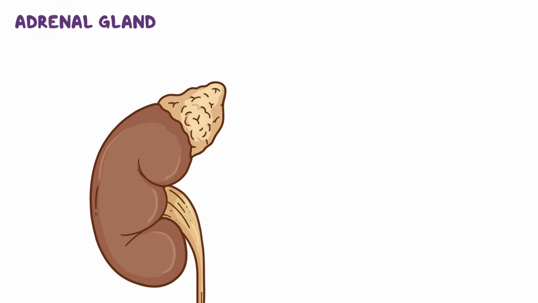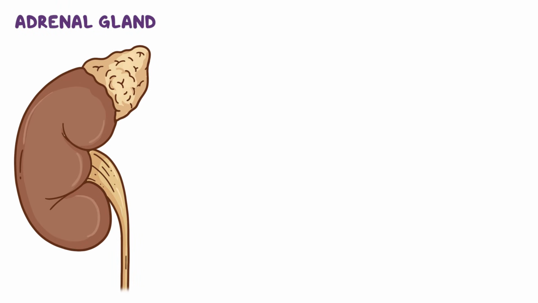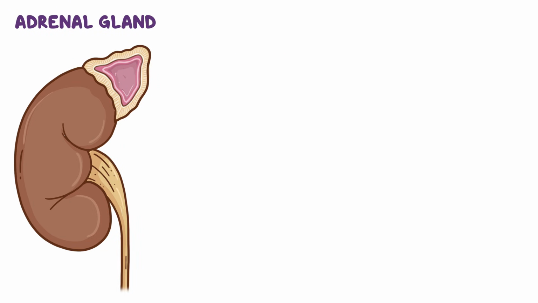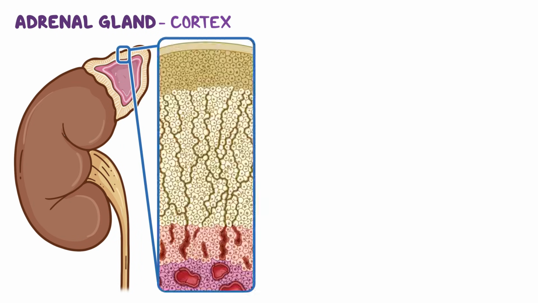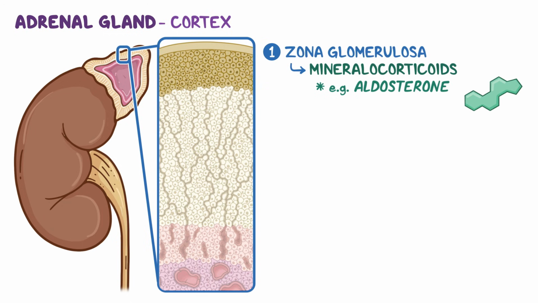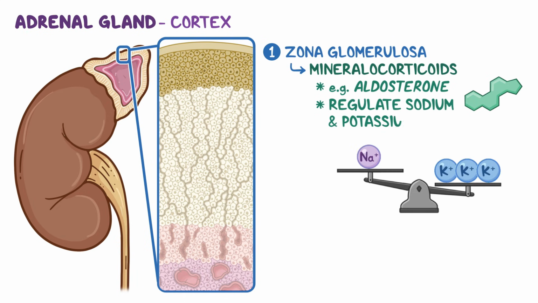Now, each of the two adrenal glands sits on top of a kidney and has two main parts. The inner part, the medulla, produces the hormones epinephrine and norepinephrine. On the flip side, the outer part, the cortex, has three layers. The outermost layer, the zona glomerulosa, produces mineralocorticoids, such as aldosterone. With mineralocorticoids, mineralo refers to minerals because these hormones help regulate sodium and potassium levels.